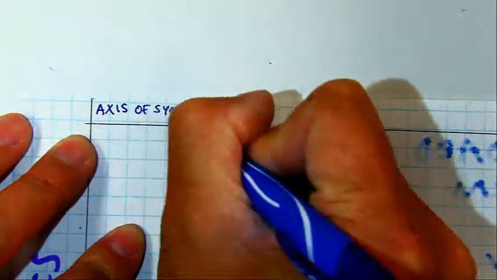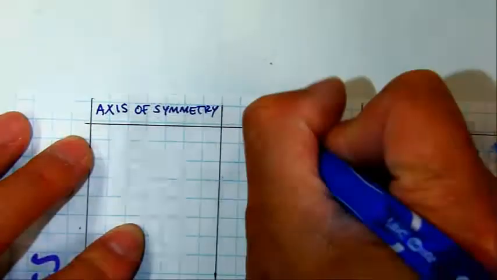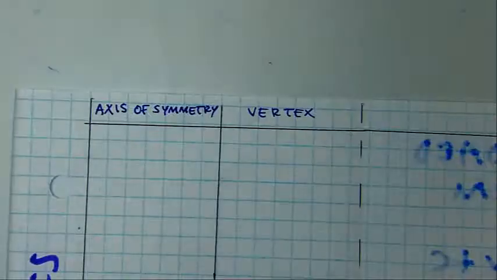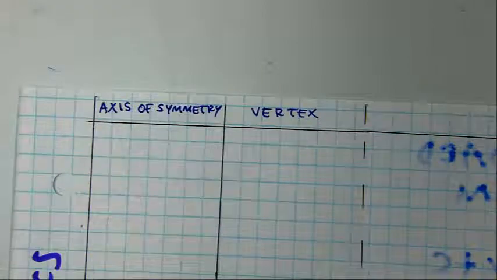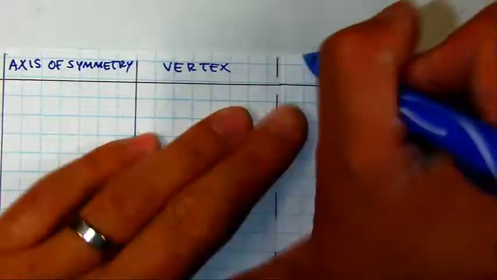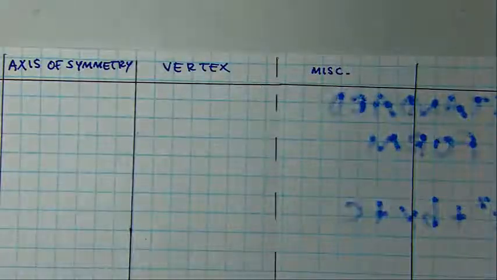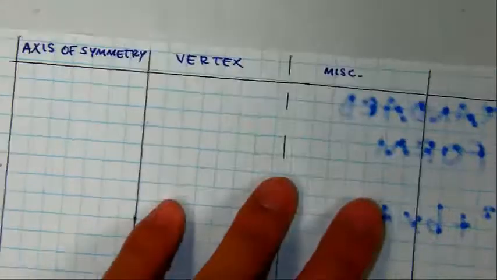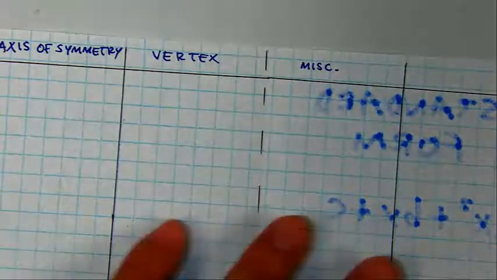Axis of symmetry. Vertex. Miscellaneous or random stuff. Class, what does that stand for? Just like random stuff, right? Like, you know, in your desk at home, you have a bunch of junk, you just kind of shove it into a box. And then this one's graph.